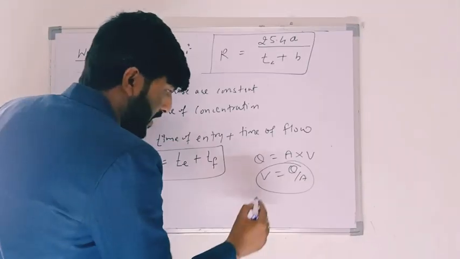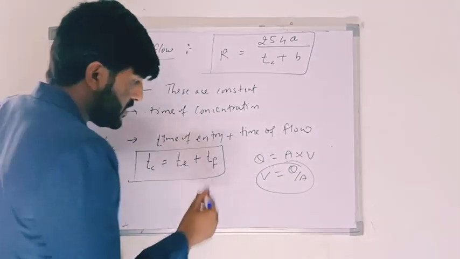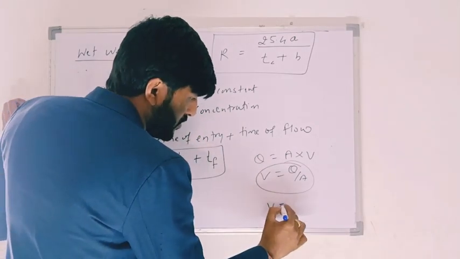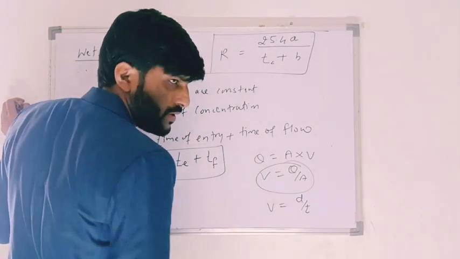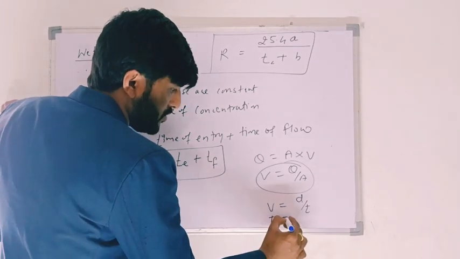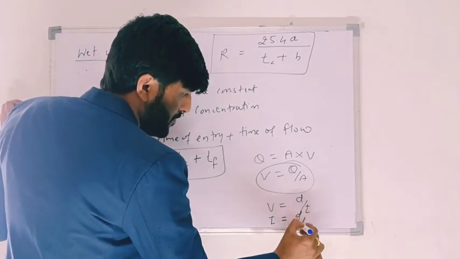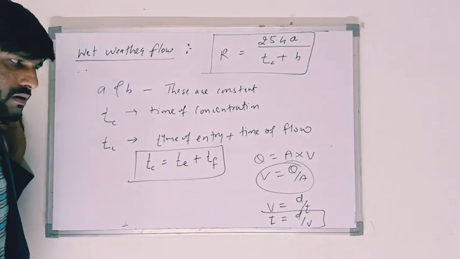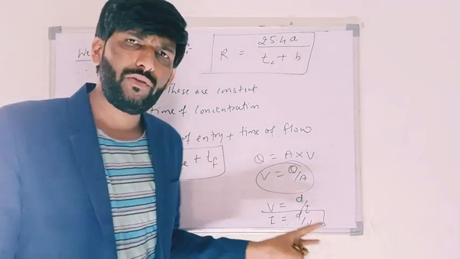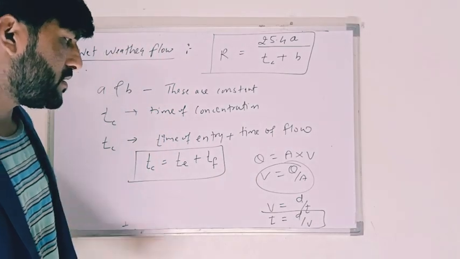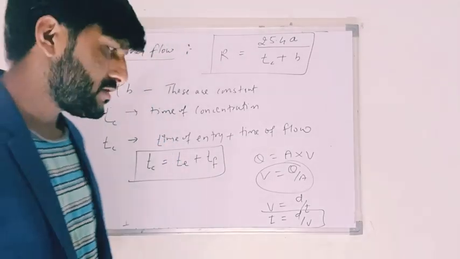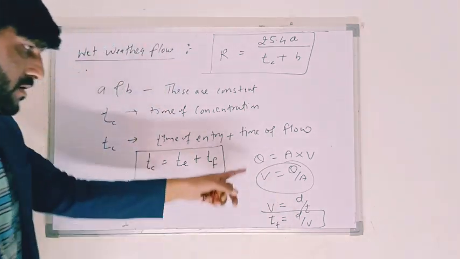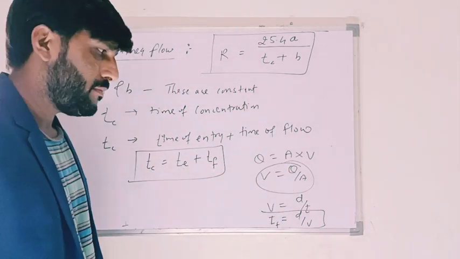Once V is calculated, then you can easily calculate time of flow. V is equal to distance upon time, and then time you easily calculate as D by V. Values will be given, then you can easily calculate the value of TF, time of flow, in this manner.